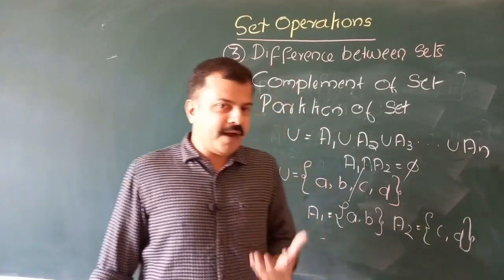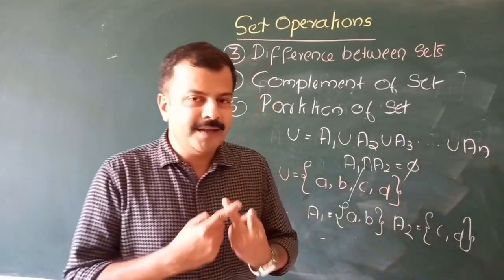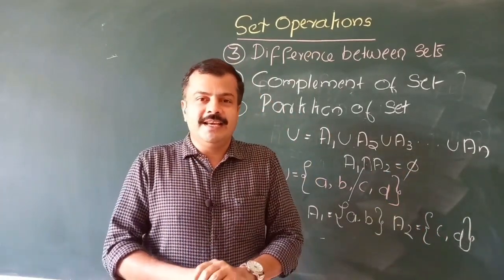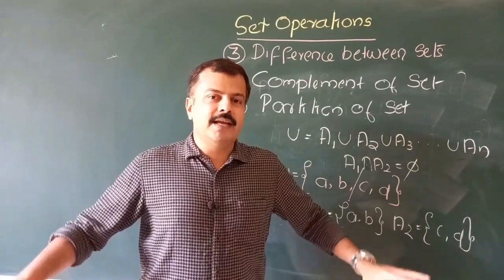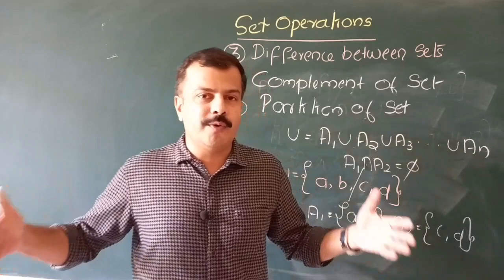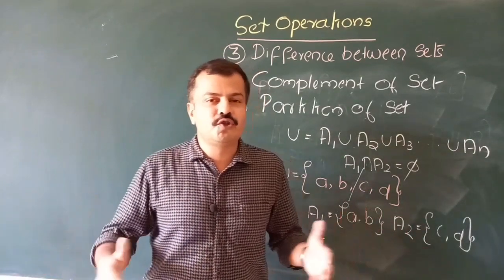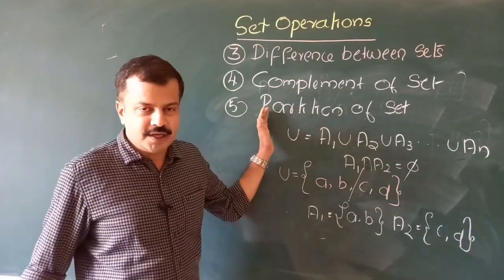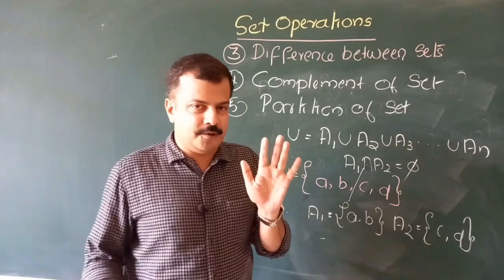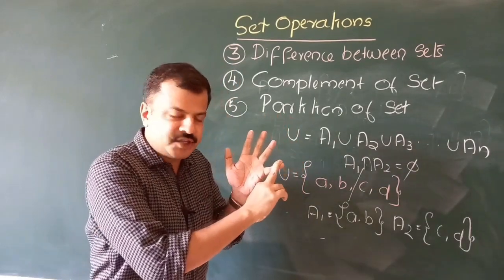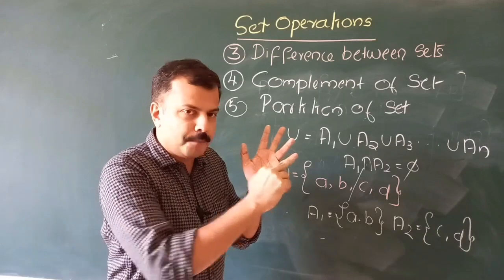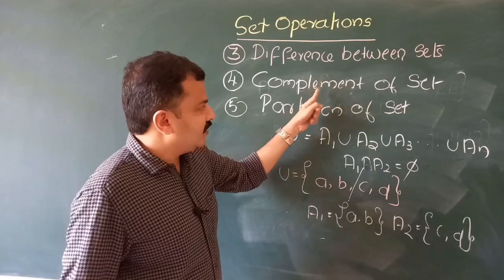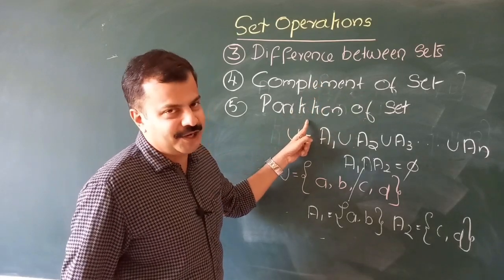So when you make a partition of a set, two points should be remembered. One, the union of the partitioned sets will form the original set, and finally there should not be any element that is common, that is, they should be non-overlapping, disjoint, mutually exclusive sets. That is the fifth and final of the set operations. So we have seen 5 different set operations: the union of two sets and the intersection of two sets, which were discussed in our last video, and today we explored the difference between sets, the complement of a set, and the partition of a set.